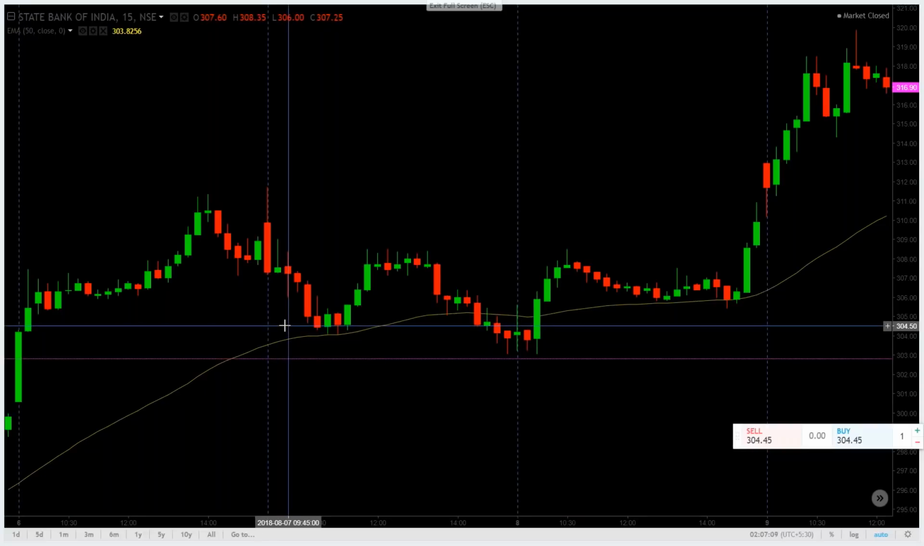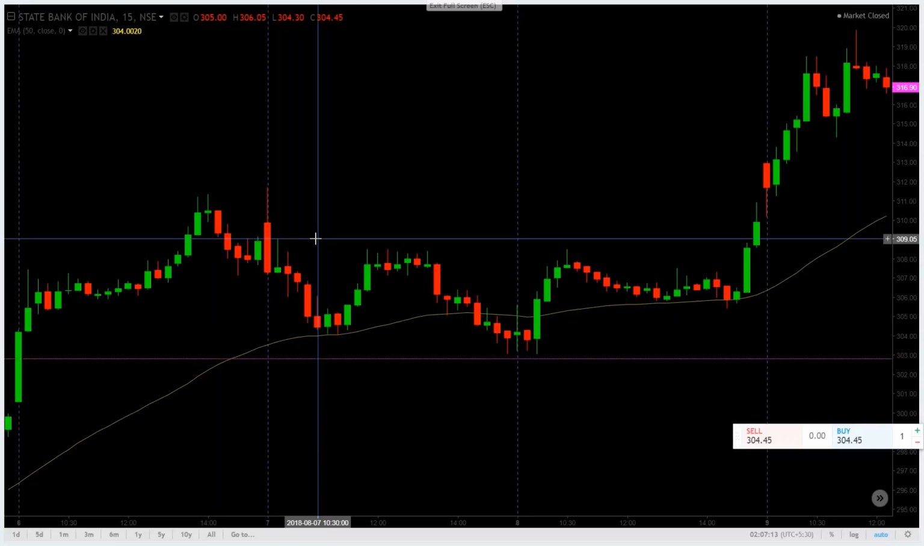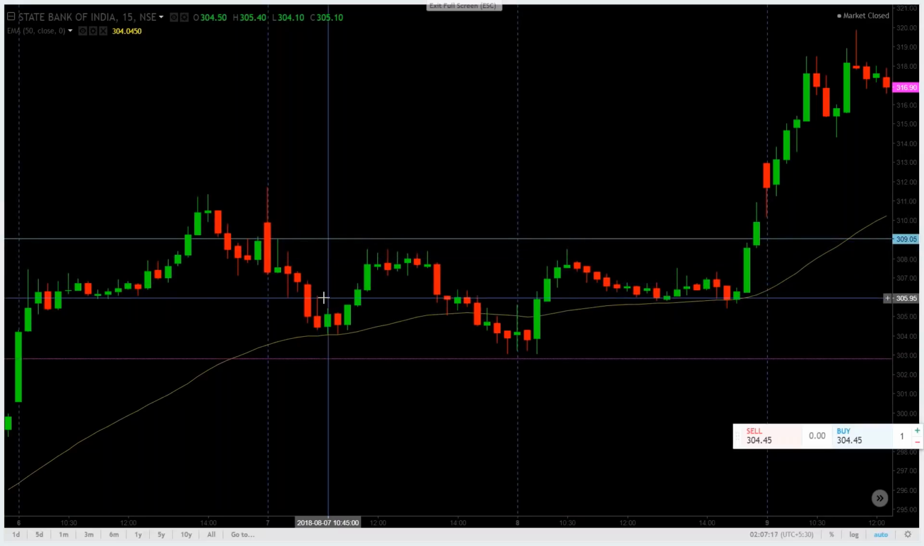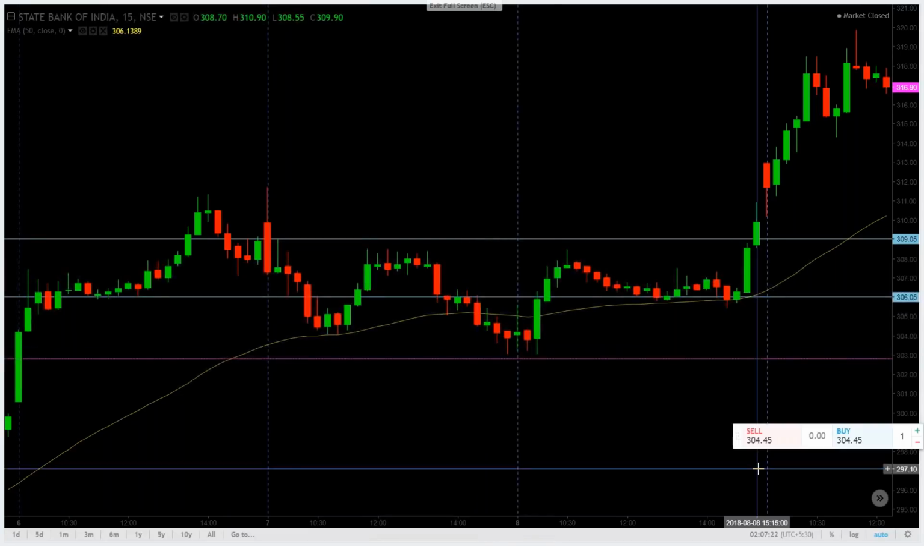So what's the gap of the range? The range value is 3 rupees, and hence you can take a trade. I'm just marking the high and low of this candle range. Let's see what happened this day. Okay, the high and the low of the candle range is marked.